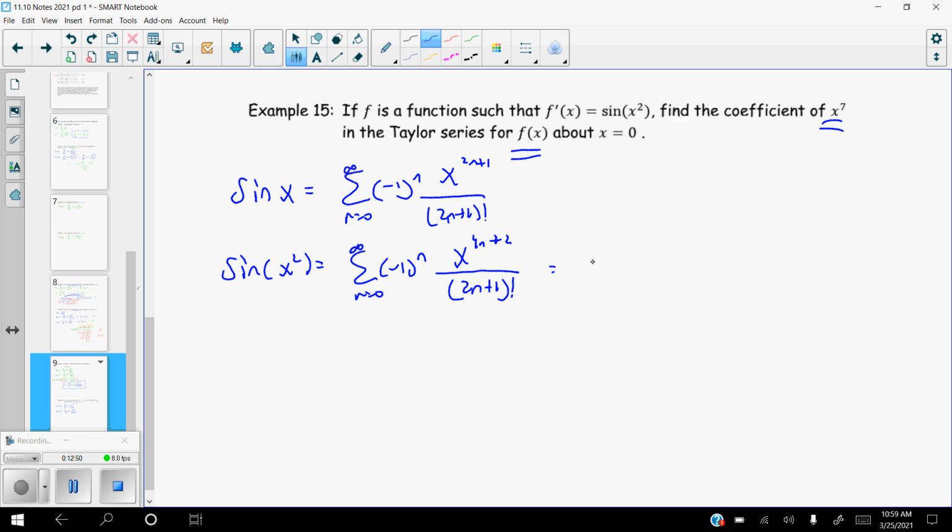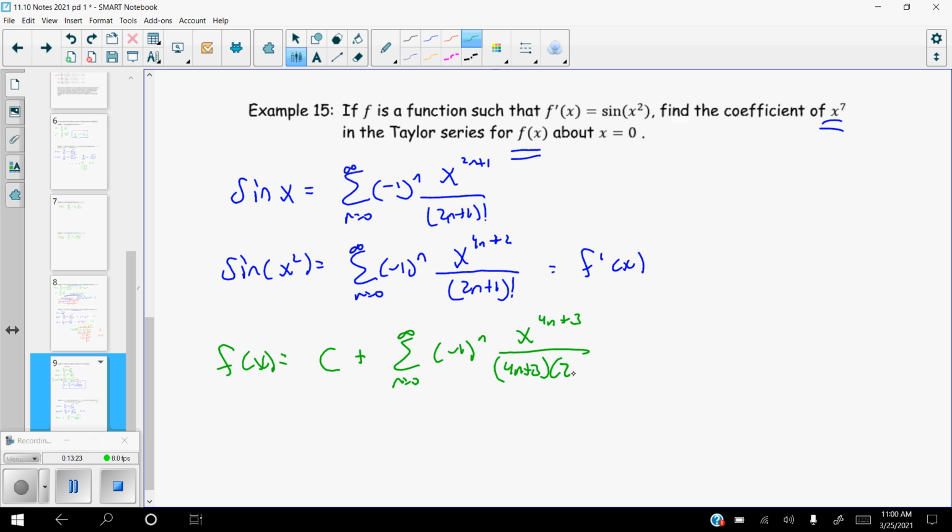But that's f prime. If I want f of x, I have to take the antiderivative. So our antiderivative here is going to be some constant plus the sum from 0 to infinity, negative 1 to the n, add 1 to the exponent, x to the 4n plus 3 over 4n plus 3 times 2n plus 1 factorial. And I am specifically looking for the coefficient of the x to the 7th term.